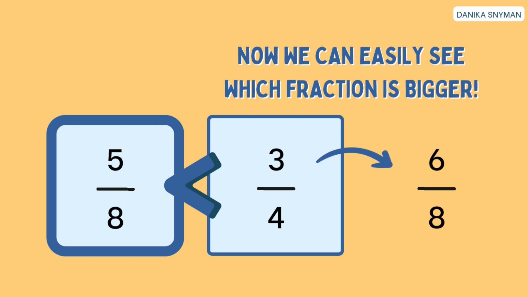So now we can say which one is bigger. We ignore the denominators now. We just look at the 5 and the 6. What is bigger, 5 or 6? 6 is bigger. So 6/8 is bigger, which means 3/4 is bigger than 5/8.